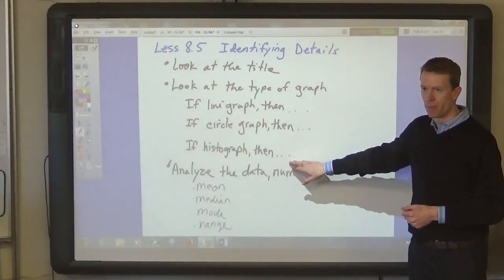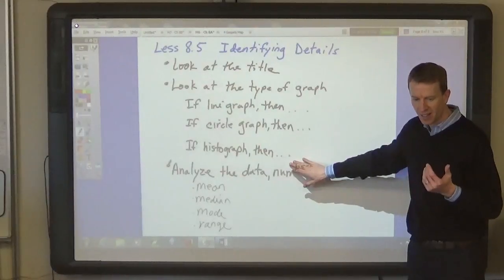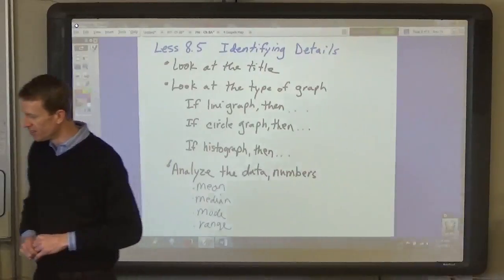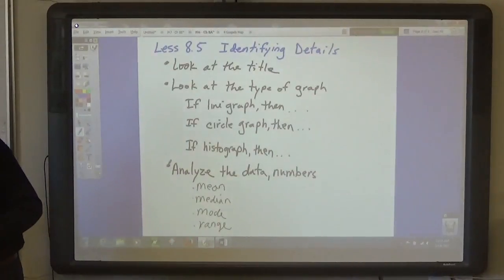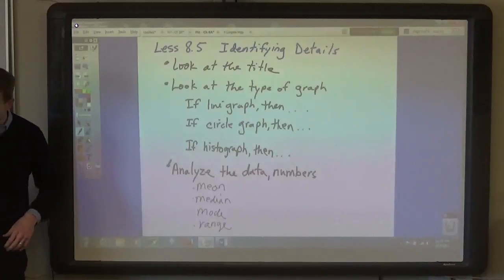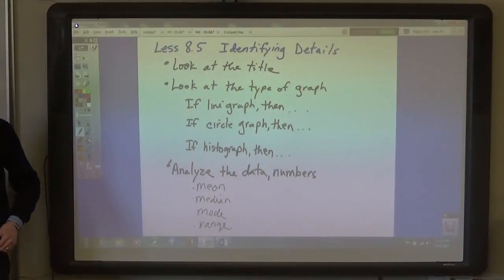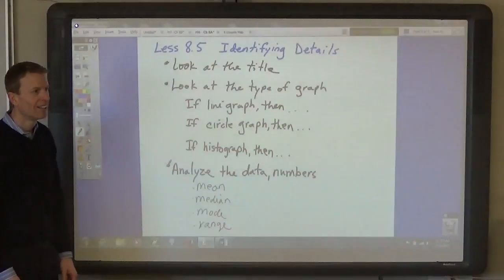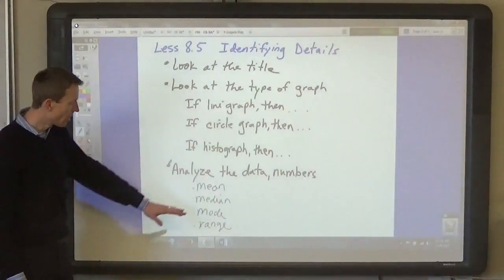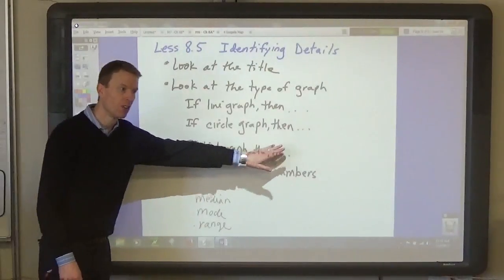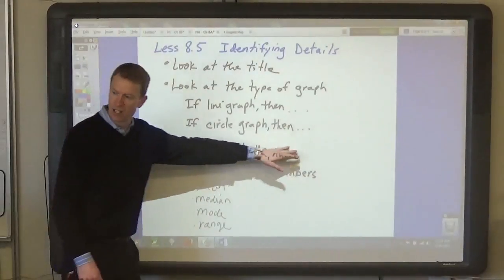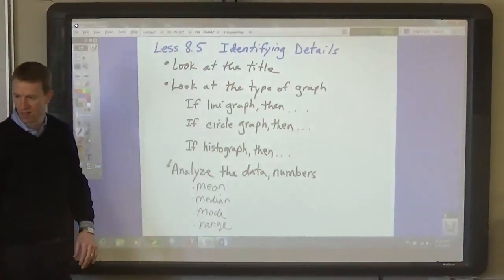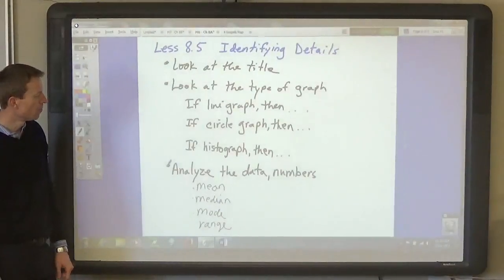If it's a histogram, what's that good for? They show the frequency of something within an interval. Yes, so it compares different intervals and the frequency of those intervals, and it also shows a trend over time. So you can get both of those things.